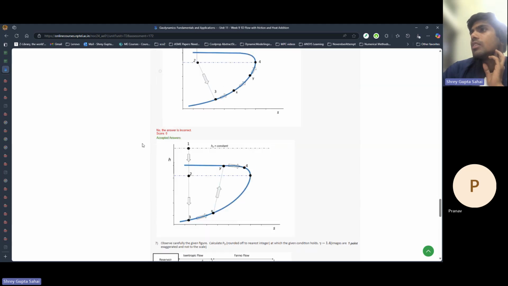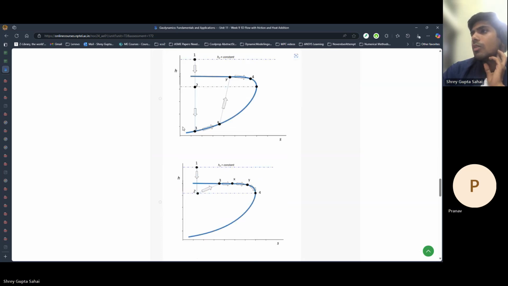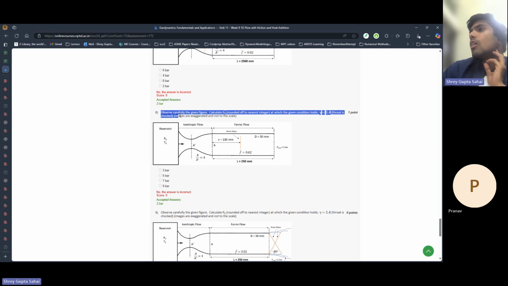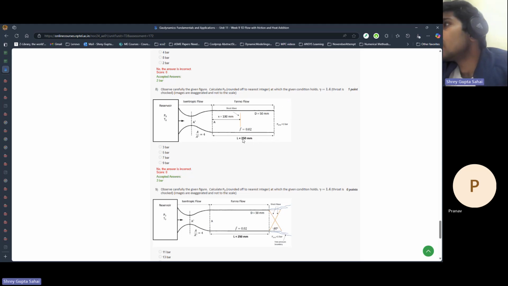So we'll start with this. These are connected questions. Consider the following flow in a convergent-divergent nozzle. Observe the given figure. Calculate P naught at which the given condition holds. Gamma is 1.4. Throat is this. There is P naught, T naught, then an area ratio. Then you have a shock wave at 100 mm. The diameter is 50 mm. Friction factor is given. The length is 250 mm. Then ambient pressure is 1 bar.